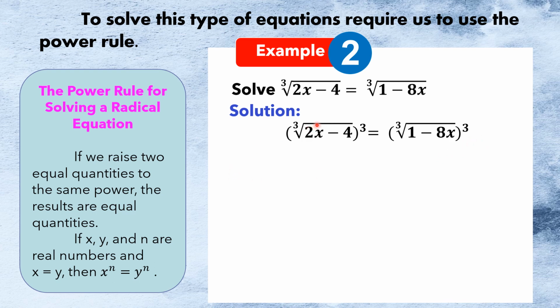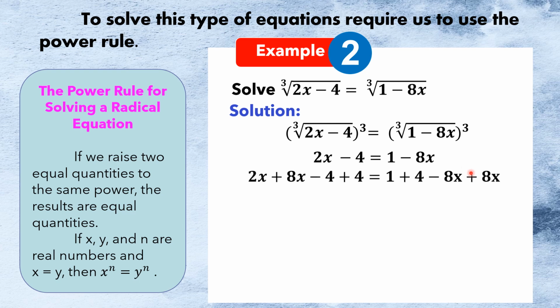Ang mangyayari, si cube root at saka si exponent na 3 or si power na 3, maka-cancel out yan. Si cube root din dito at saka si power na 3, maka-cancel out yan. So, ang kalalabasan is 2x minus 4 equals 1 minus 8x. Next, combine similar terms. Ito si 2x at saka si negative 8x, similar terms sila.